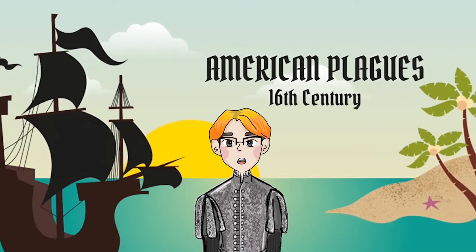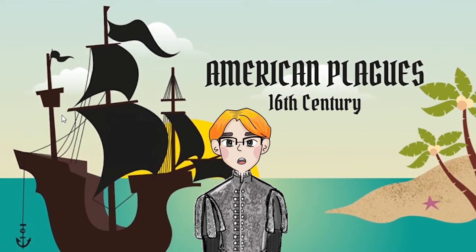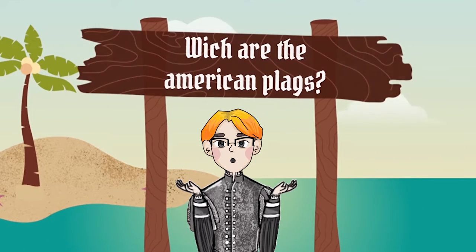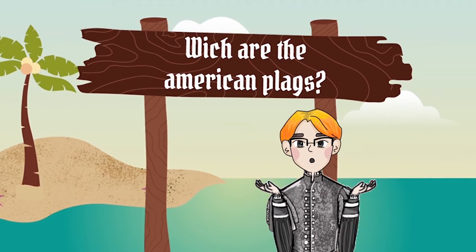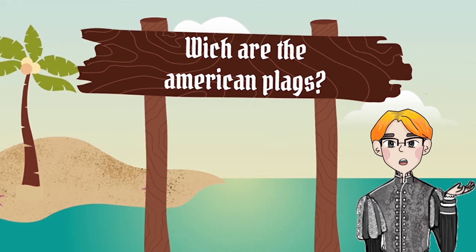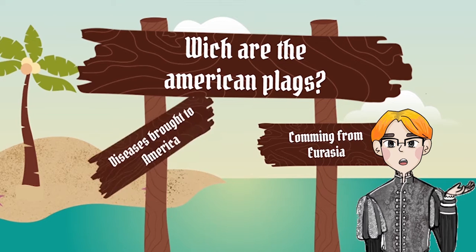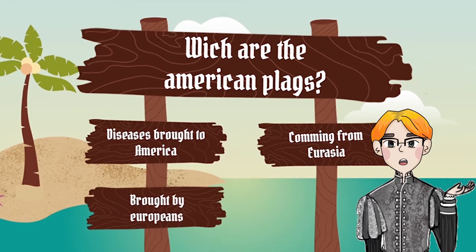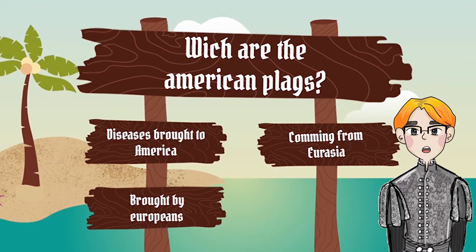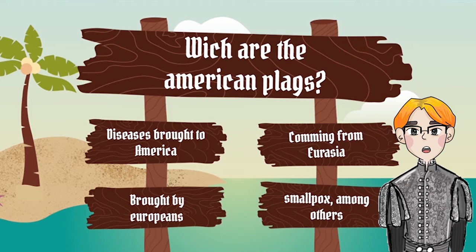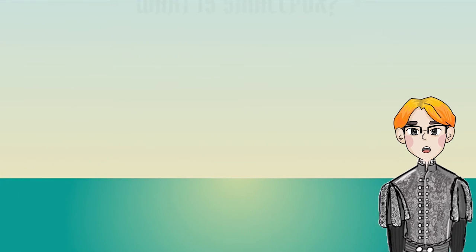Now let's talk about the 16th century, about the American plagues. But first, which are the American plagues? The American plagues are a cluster of Eurasian diseases brought to the Americas by European explorers. Conquistadors brought smallpox among other vicious diseases that decimated indigenous population.